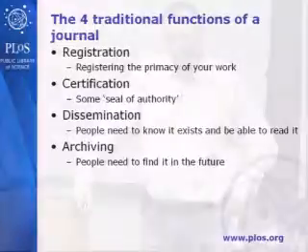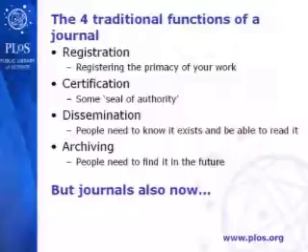Typically, people recognize there are 4 functions of a journal. Registration, so registering whether you're the first person to publish that work or come up with something. Certification, some sort of seal of authority. Dissemination, you have to get it out there, people have to read it. And archiving, people have to be able to find it in the future. Historically, these have been the 4 main functions that a journal does and has done since 1665 and continues to do now.